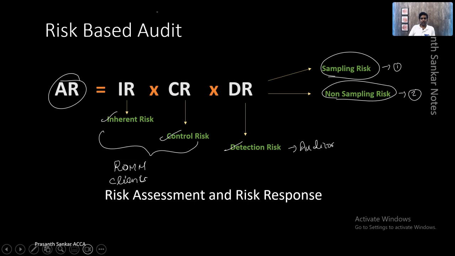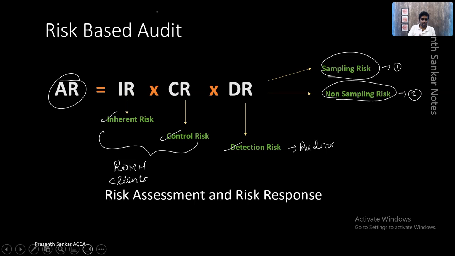Sampling risk is where the auditor chooses an incorrect sample. Let's say there are 50 transactions. We chose item number 25 to test it, but we didn't choose item 26. The mistake was not in item 25, but the mistake was in item 26. So we chose the sample incorrectly. That is called sampling risk.